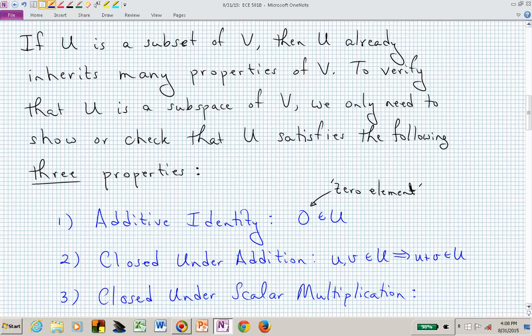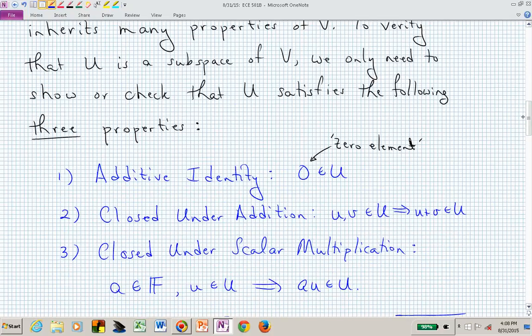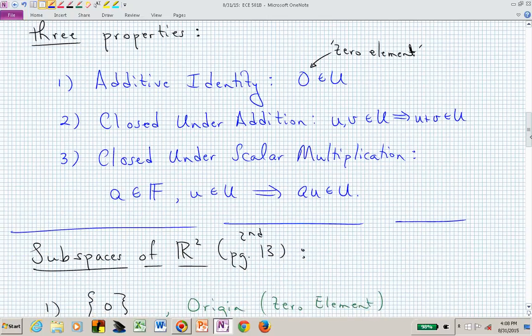We need these three properties. And the last two are these closure properties. It needs to be closed under addition, and it needs to be closed under scalar multiplication, where the scalar multiplication is such that we pick a scalar from a field and use that to do a scalar multiplication on a vector, and that result of scaling that vector needs to remain in that subspace. Those are the three properties that we need to check.